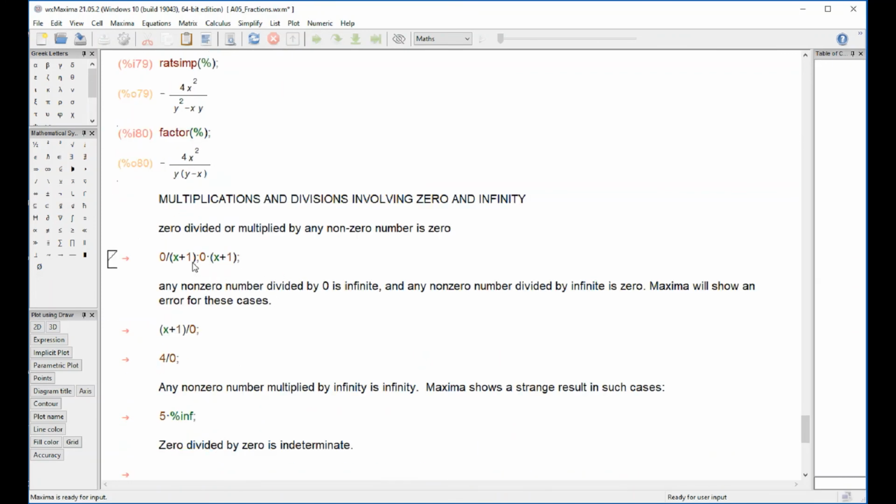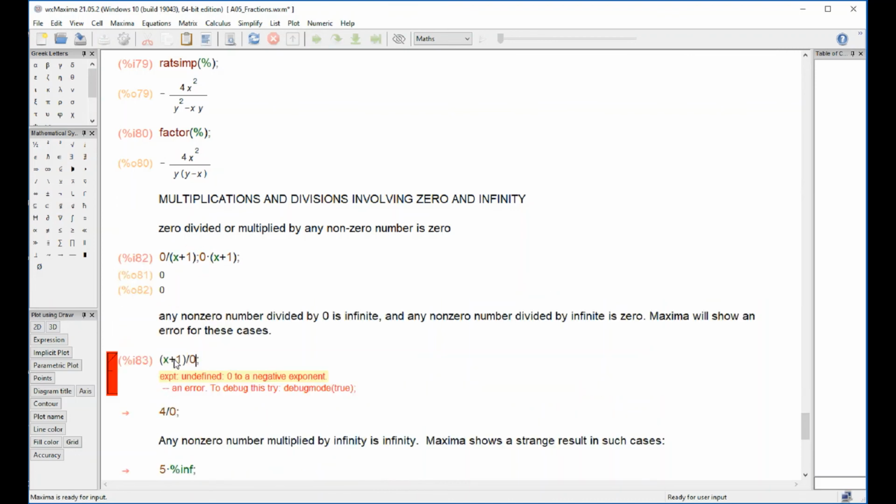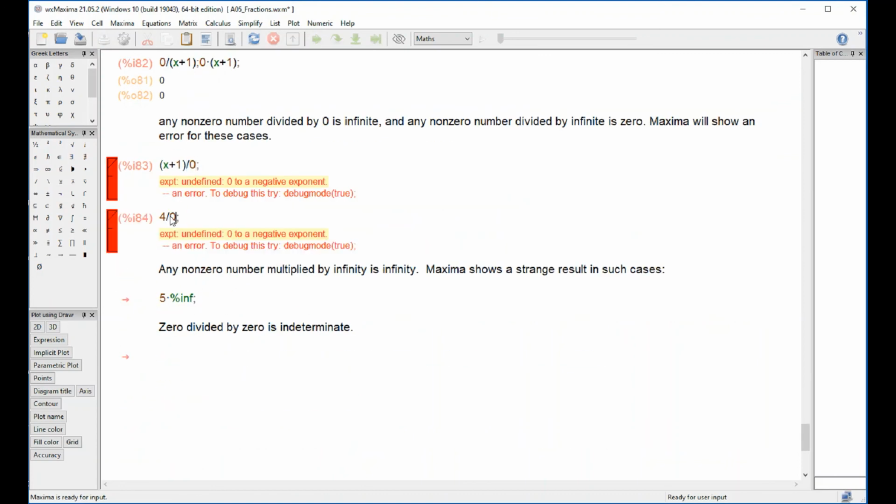Division involving 0 and infinity. If you divide and multiply by 0, you get 0. If you divide by 0, it's undefined. It's actually what we call infinity. In other words, the numbers grow without a limit. Infinity is represented by this inf. Sometimes it's represented also by INF in lowercase, and it gives you the symbol of infinity.